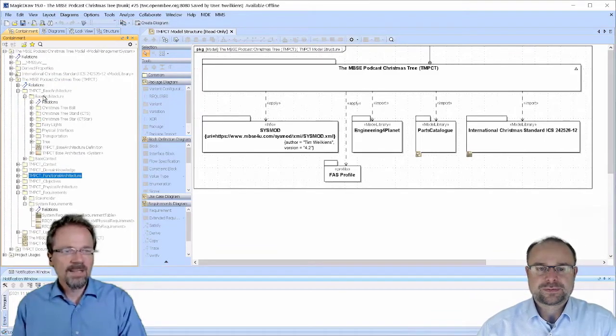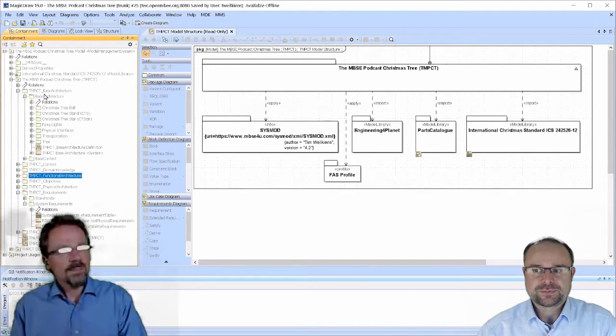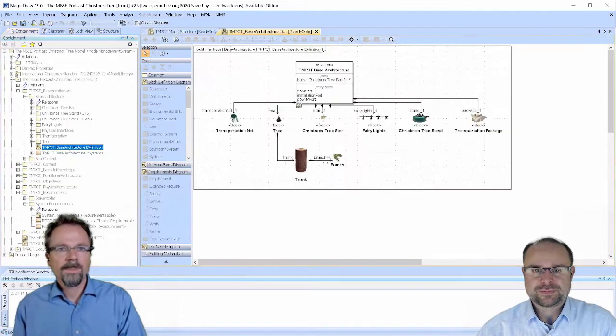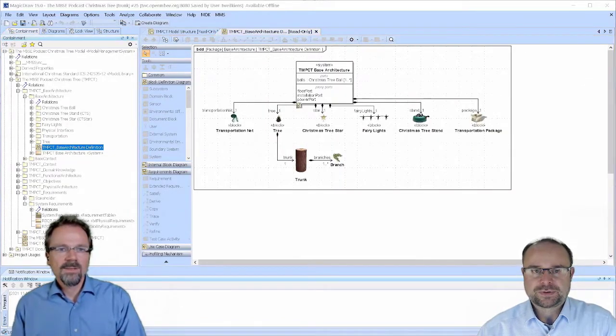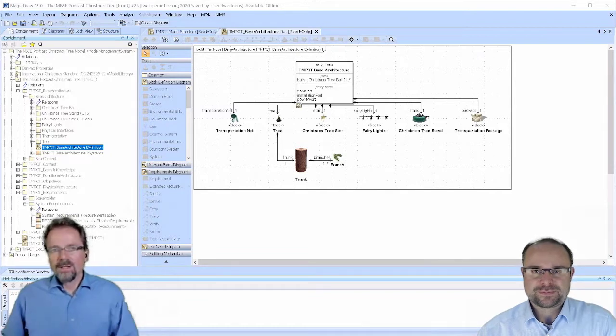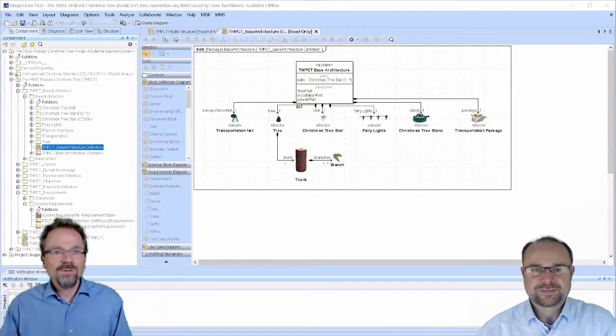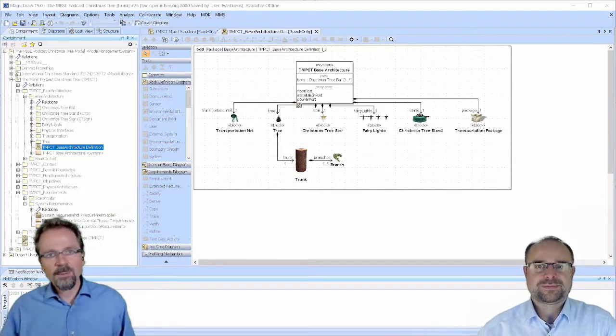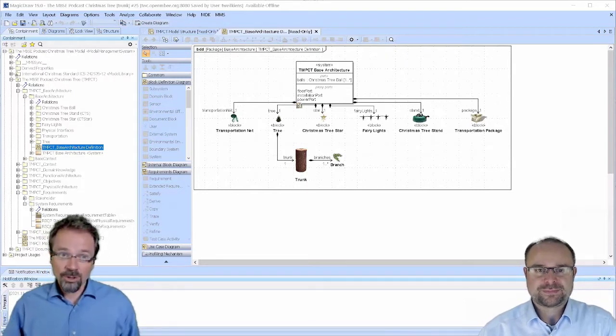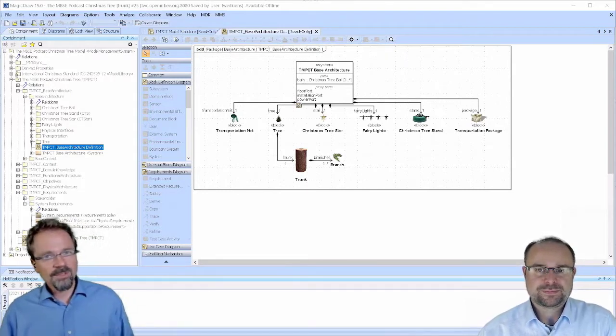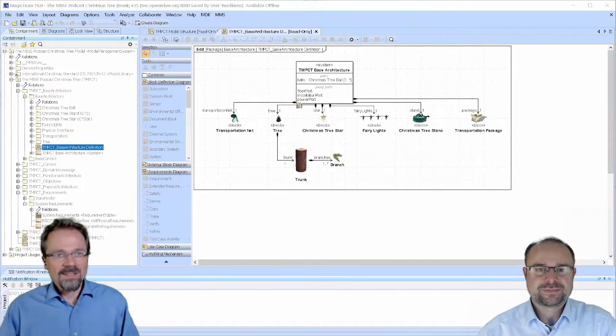The base architecture is modeled here in the base architecture package, and here we find the base architecture definition diagram. So the base architecture of our Christmas tree already specifies a lot, since the basic structure of a Christmas tree is fixed and not part of our solution space. The diagram shows the definition of the elements in the block definition diagram. Our MBSE Podcast Christmas tree, abbreviated TMPCT, base architecture includes a transportation net, a tree with a trunk and branches, a Christmas tree star, fairy lights, a stand, and a transportation package.